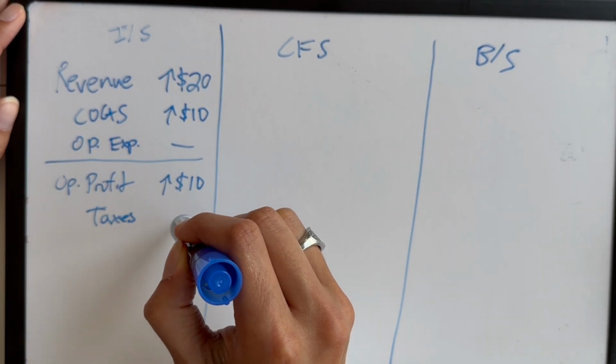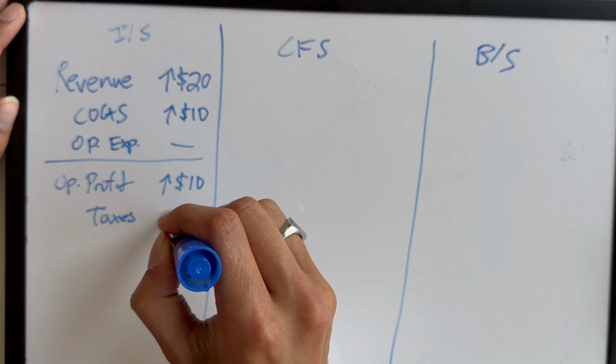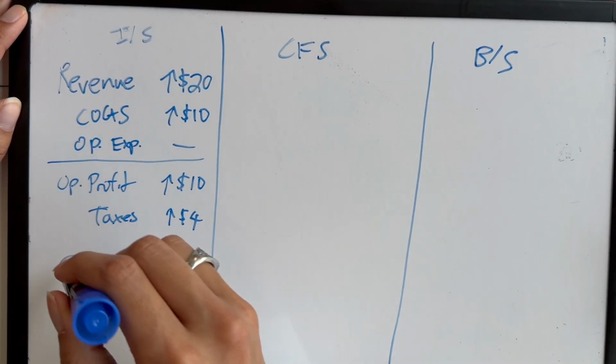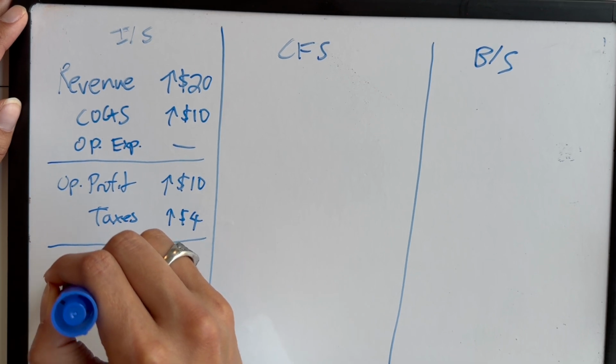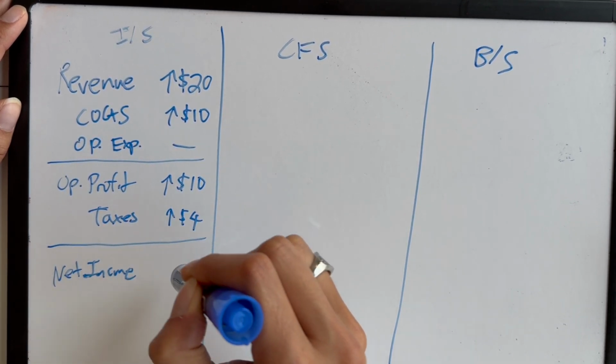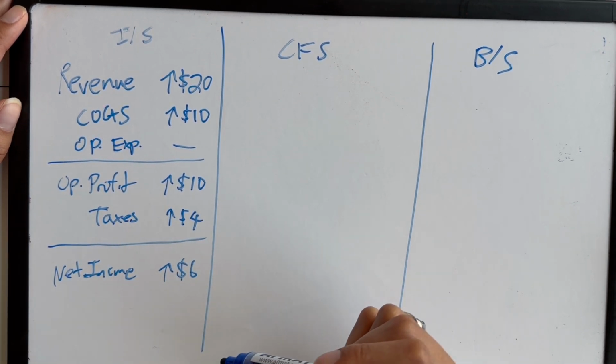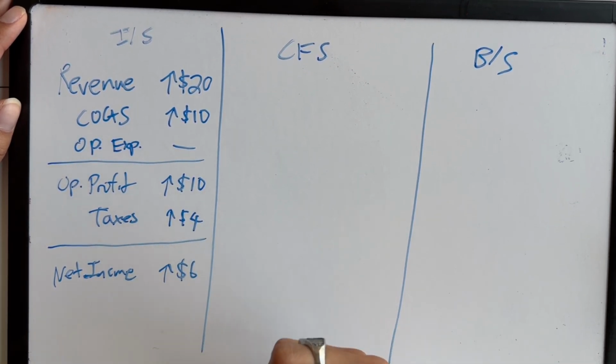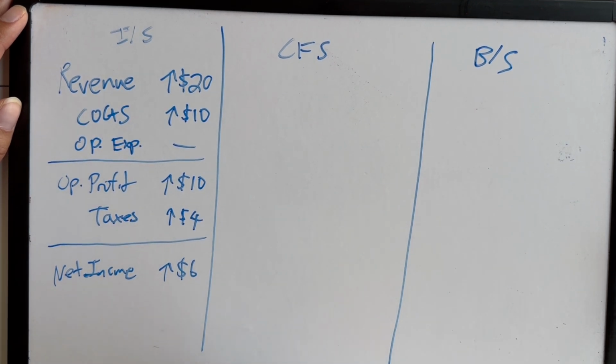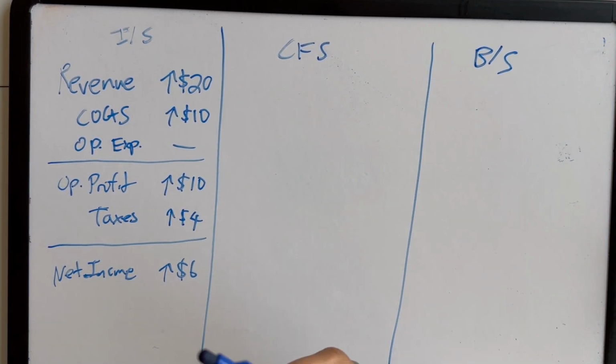Okay? So now let's go ahead and assume a 40% tax rate on this operating profit. So let's say our taxes are $4. And let's assume no interest expense. So our net income or our profit is going to go up by $6. Okay, so far so good. We sell something for $20, costs us $10 to make. After we account for the impact of taxes, profit has gone up by $6.